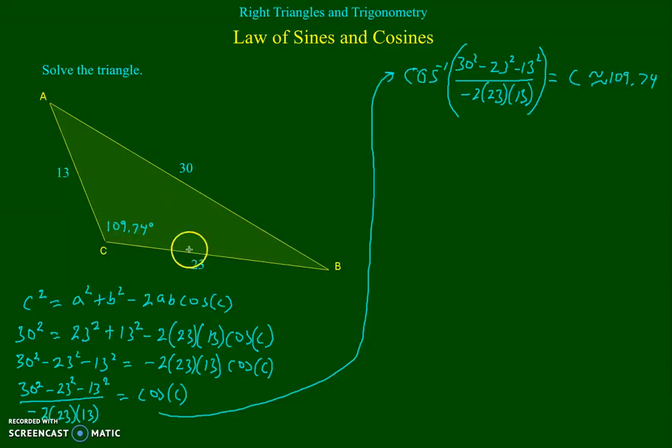Now that we have this angle, we should be able to use the law of sines to find these two angles, because they're both going to be acute angles, because you can only have one obtuse angle in a triangle. So let's set up one for angle A. So we know that sine A over A, 23, equals sine C over C.